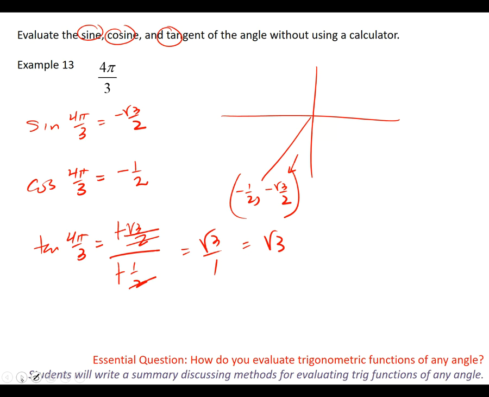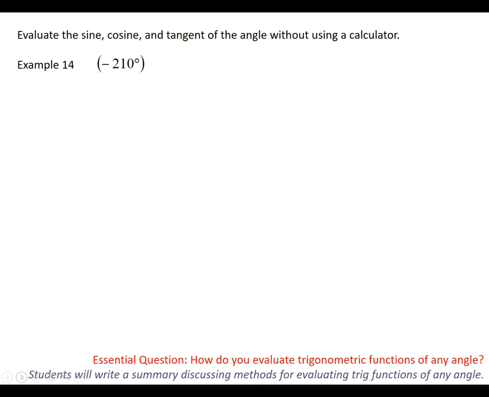Okay. All right, let's take a look at 14 and 15. I'm going to start you, and then you're going to do it. Okay? Is negative 210 on your unit circle? Negative is not, positive is, right? So what do I have to do? Add 360. What do you get? 150. Okay, so we've got that piece. You should be able to do it from there.